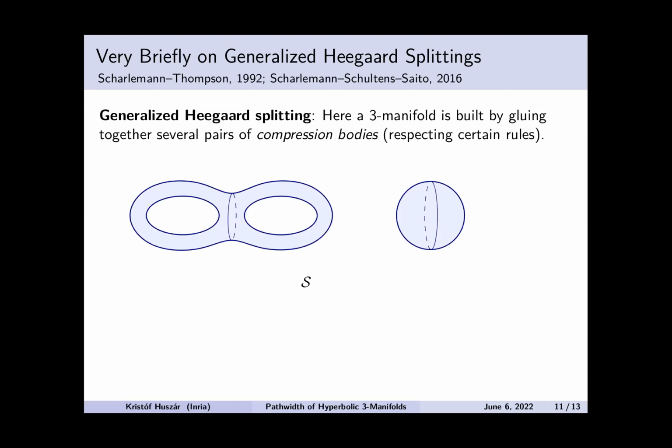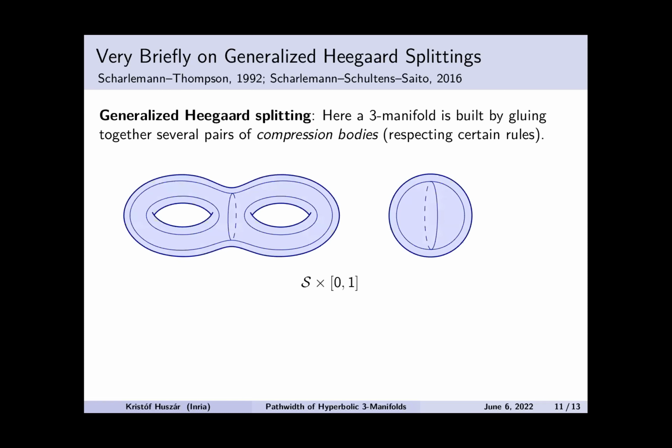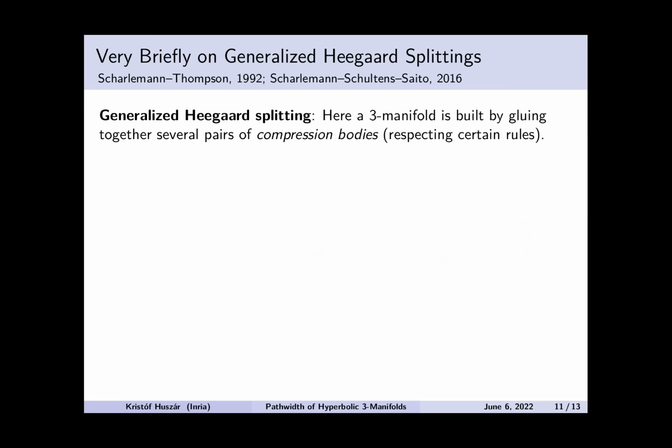A compression body is similar to a handlebody, but it can be hollow. In particular, the construction of a compression body starts by taking a surface, possibly disconnected, then thickening it up by multiplying with the interval, and then attaching some solid one-handles, and potentially filling in some of the two-sphere boundary components. And this appears to be somehow a bit arbitrary, but it turns out that this is a very nice definition.